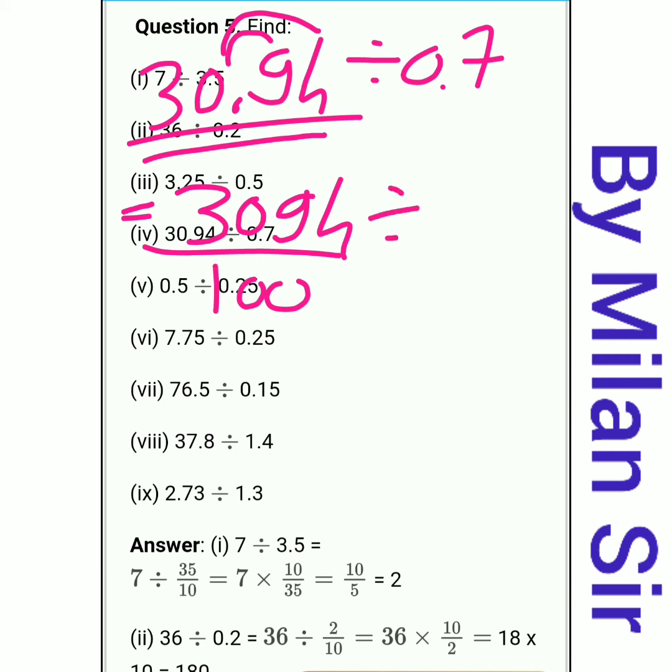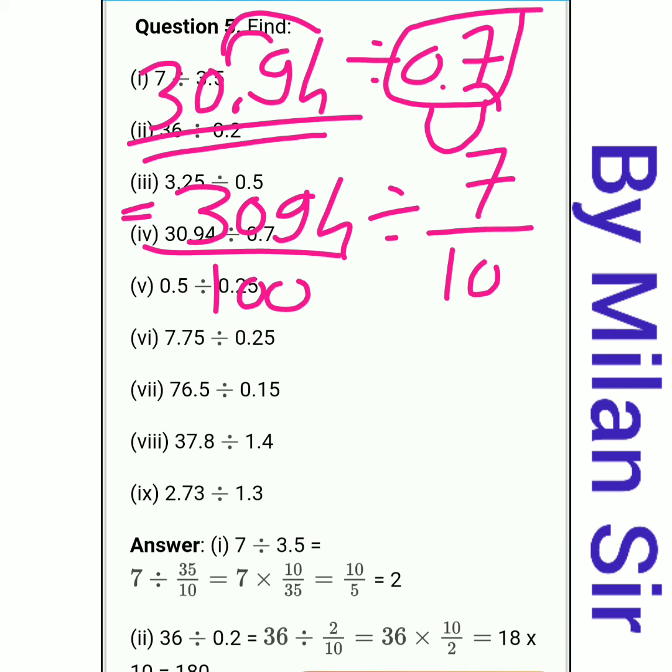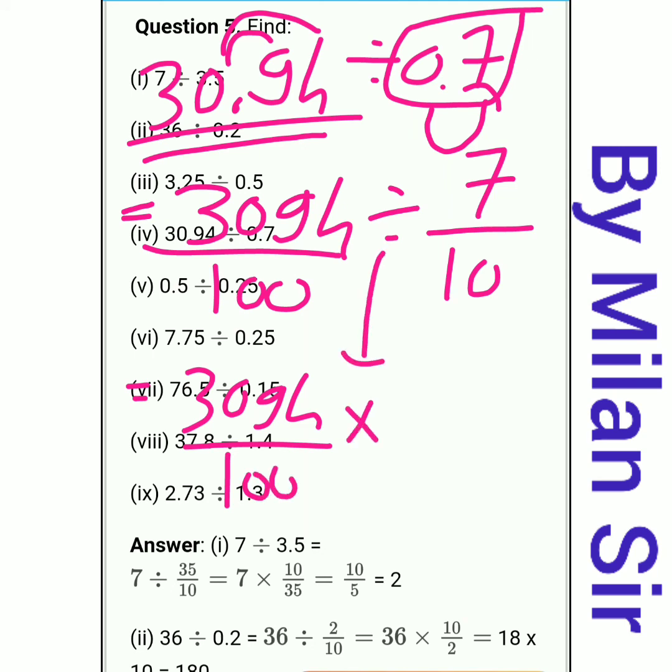Then the division remains as it is. Convert this 0.7 into a fraction. Ignore the decimal point, 7. After the decimal point we have only one digit, so in the denominator 10. So 30.94 is equal to 3094 divided by 100, and 0.7 is equal to 7 by 10. Now our first number remains as it is. We can convert this division into multiplication, and we need to take the reciprocal of 7 by 10. It is 10 by 7.